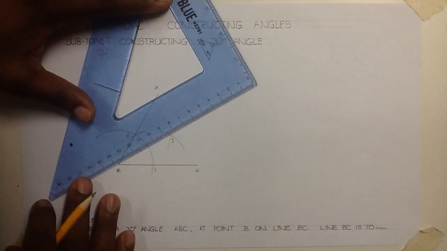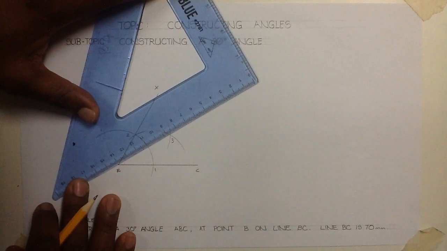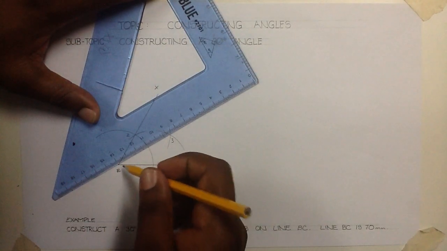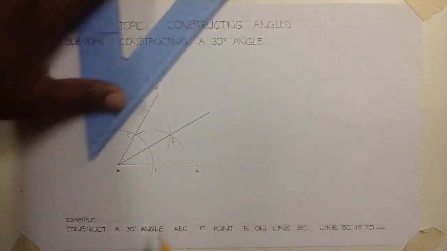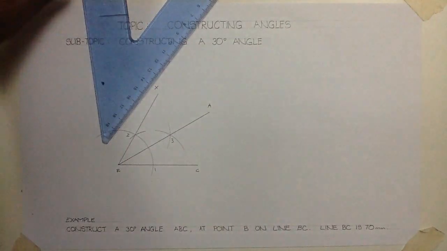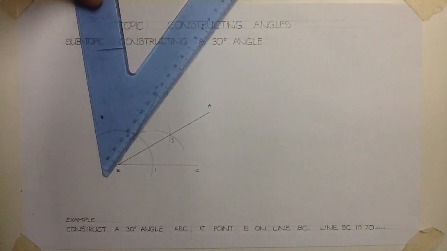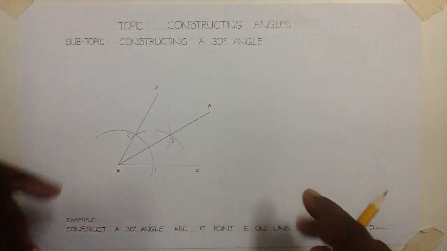and we are going to draw our line through point 3 from point B, and that gives us our line AB. Hence the construction of our 30-degree angle ABC.